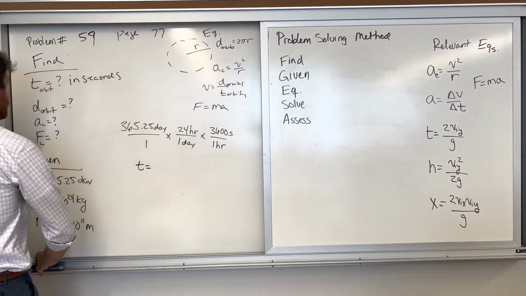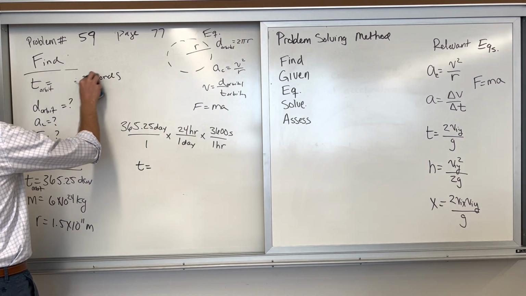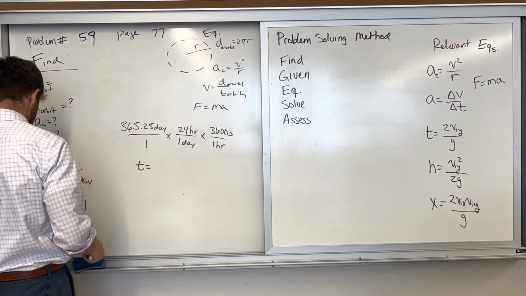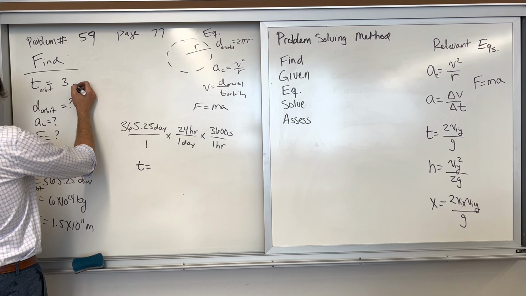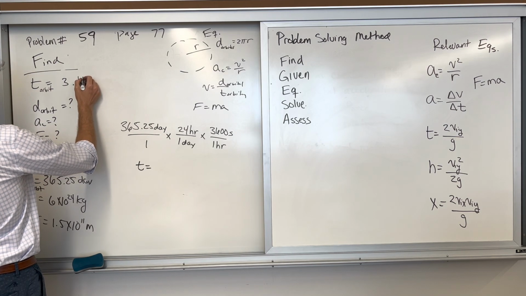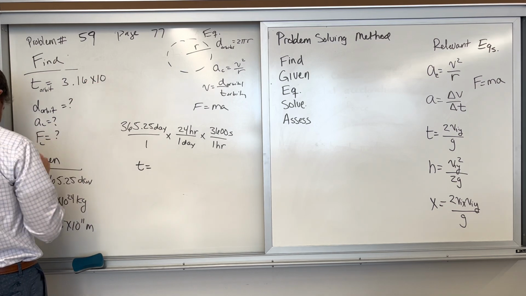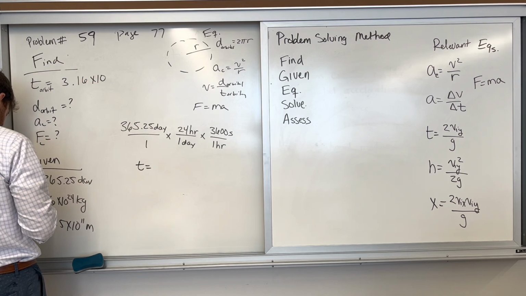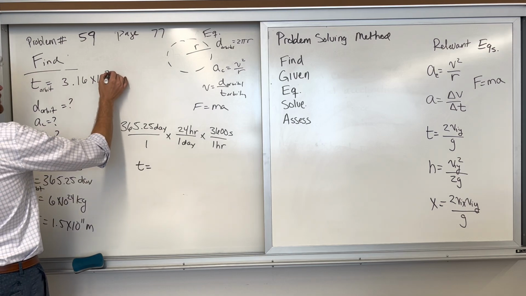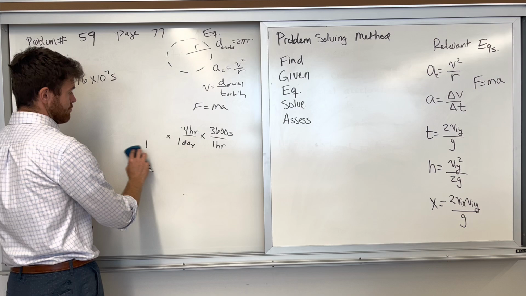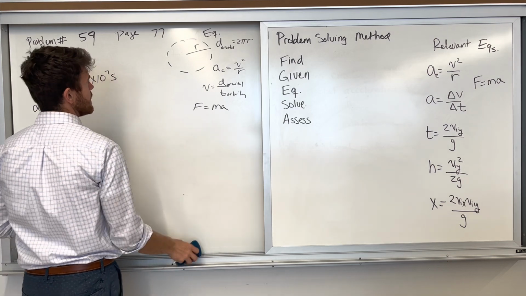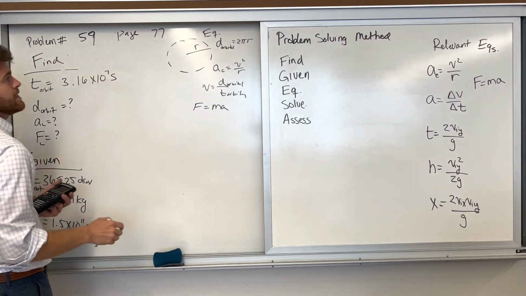I'm going to just write this right here. Let's go, 1.6 times 10 to the 7th seconds. It's a lot of seconds in a year, right? Which we would expect. A lot of seconds in a year. So now the orbital distance.